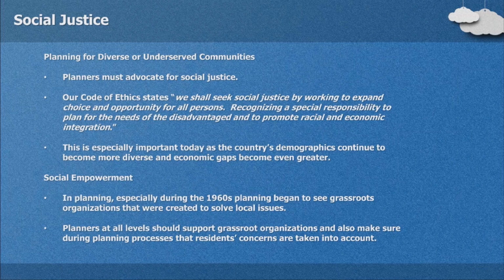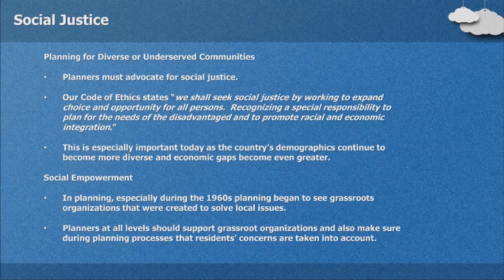And then last but certainly not least, social justice. Planning for diverse and underserved communities. Planners must advocate for social justice. Our code of ethics states, we shall seek social justice by working to expand choice and opportunity for all persons, recognizing a special responsibility to plan for the needs of the disadvantaged and promote racial and economic integration. So this is especially important with our country's demographics. They continue to become more diverse. We're seeing larger gaps in our economics. So social justice is important.